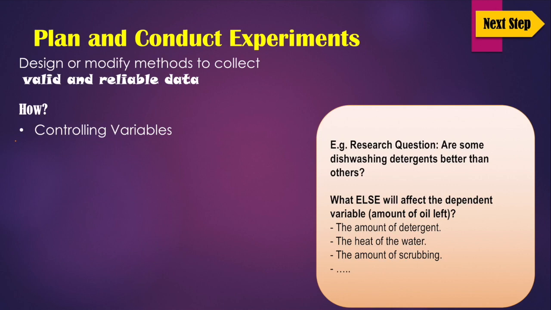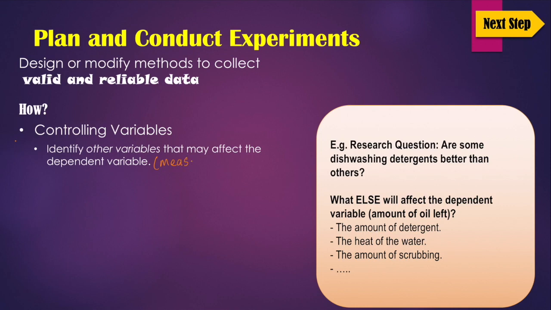Most people get how to do this through their own experience, but we're going to actually define it and refine it as you go along. The first thing you need to do is identify any other variables that might affect what you are measuring. That's your dependent variable. What are we measuring in this example? We're measuring how much oil is going to be left.